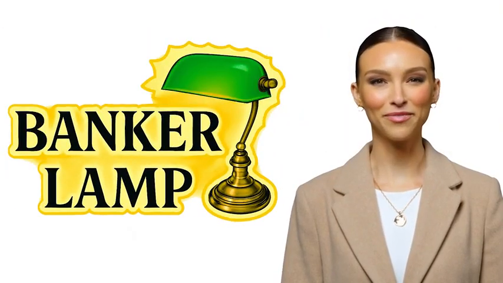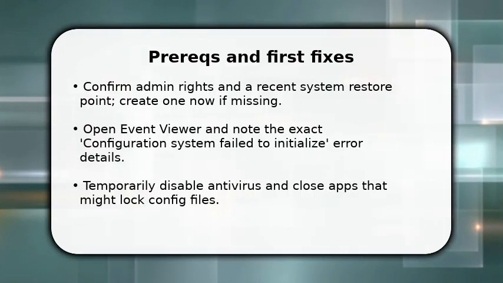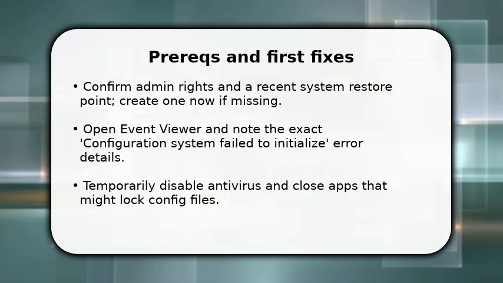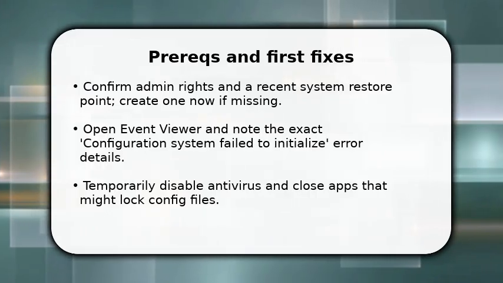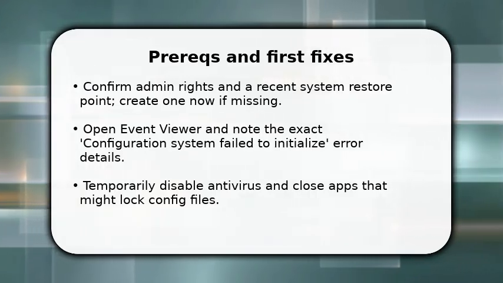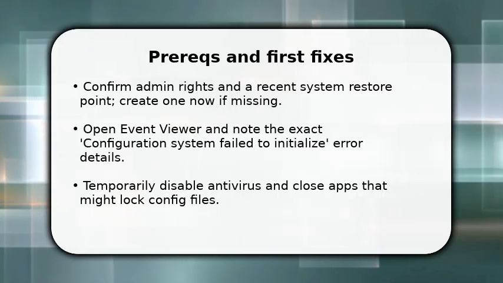Please enjoy the video. You start by ensuring you have admin rights and a restore point. This protects you if something goes wrong. Once done, open Event Viewer and copy the error message and file path so you know which config file failed.